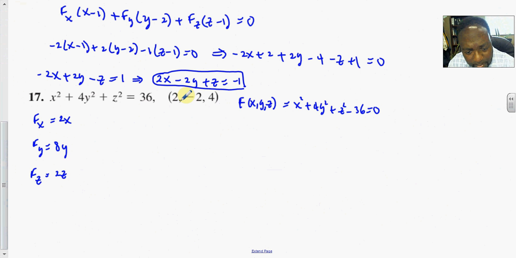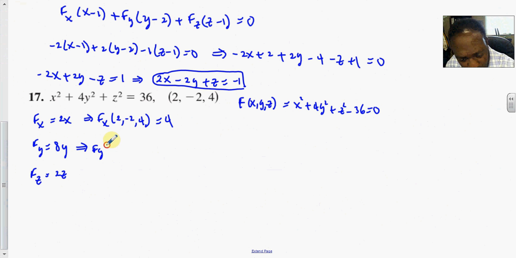We plug in the numbers. So here, this implies that the partial of f with respect to x evaluated at 2, negative 2, 4 is equal to 2 times 2. So that gives us 4. Evaluate this partial at the point 2, negative 2, 4. So that gives us 8 times negative 2. So we get negative 16. Evaluate the 2z at the point 2, negative 2, and 4. So this gives us 2 times 4. We get 8.